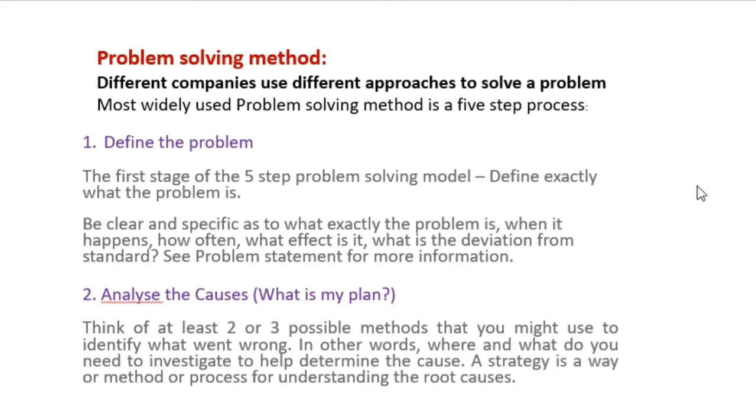Second step in the problem solving method is analyze the causes. What is my plan for that? You think of at least 2 to 3 possible methods that you might use to identify what went wrong. In other words, where and what do you need to investigate to help determine the cause. A strategy is a way or method or process for understanding the root causes. That is the second step, you have to analyze the cause.